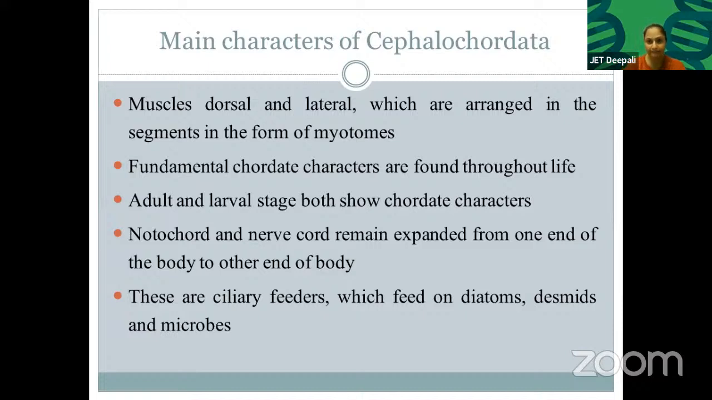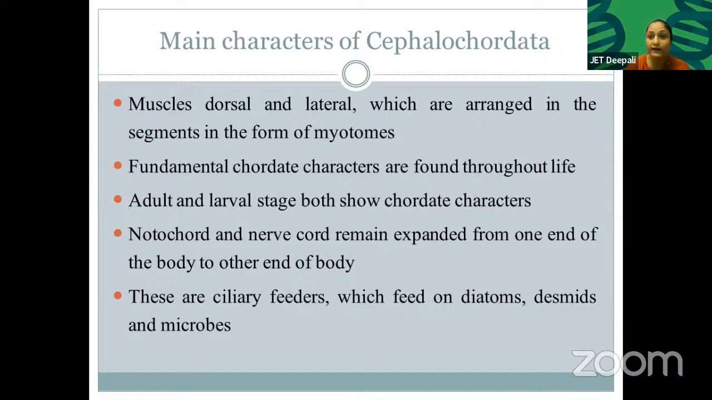Muscles are dorsal and lateral. Dorsal means over this part, lateral means on this part, the sides. This is the lateral part and this is the dorsal part, not on the ventral part. And these are arranged in segments in the form of myotomes. Myo is a word related to muscles. Fundamental chordate characters are found throughout life.